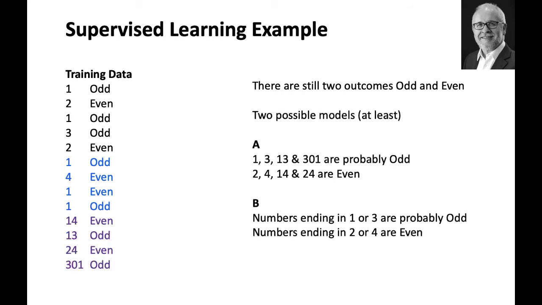If we had some more training data, 14 is even, 13 odd, 24 even, 301 odd, we don't really know which way the model is going to be built. There are 2 quite likely ways. One is that the machine will learn that 1, 3, 13, and 301 are probably odd, and that 2, 4, 14, and 24 are even. Or it may learn that it only needs to look at the last digit. So numbers ending in 1 or 3 are probably odd, numbers ending in 2 or 4 are even.